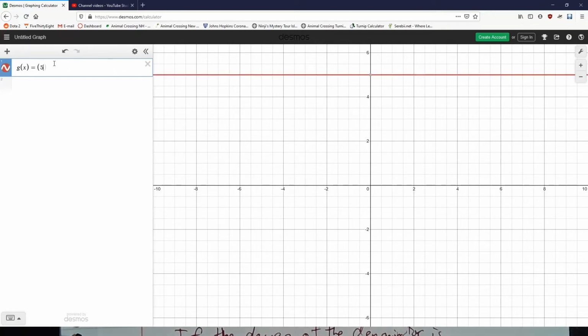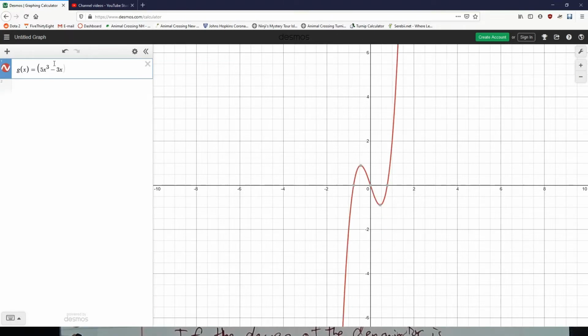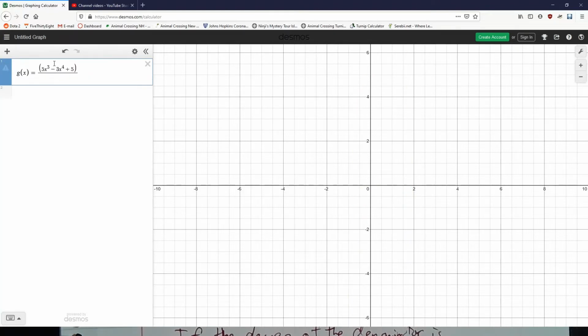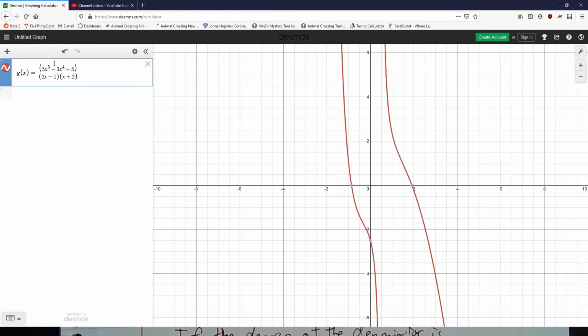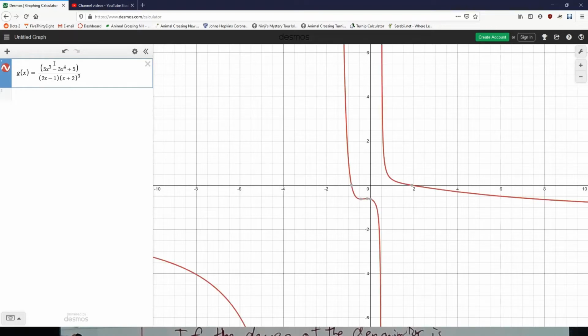So we have 5x to the 3rd minus 3x to the 4th plus 5, and then divided by, see, when you do the parentheses like that and do the divided, it immediately brings that up. We got 2x minus 1, and then times x plus 2 to the 3rd.